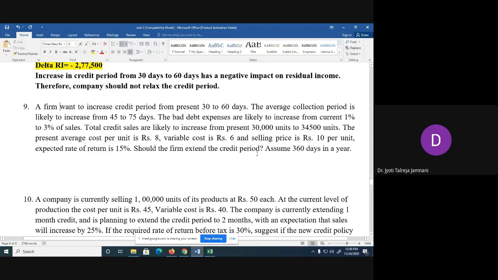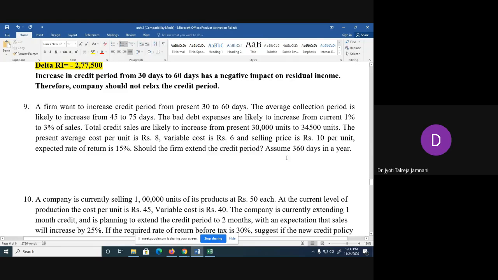The firm wants to increase its credit period from present 30 to 60 days. Average collection period is likely to increase from 45 to 75 days. The bad debt expenses are likely to increase from 1% to 3%. Total credit sales are likely to increase from present 30,000 to 34,500. The present average cost per unit is 8 rupees, variable cost is 6 rupees, selling price is 10 rupees, and the rate of return is 15%. They have not given the tax rate, so we are not going to take it. Should the firm extend the credit period, assume 360 days in a year.